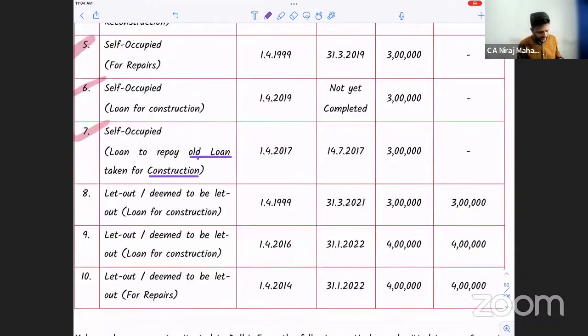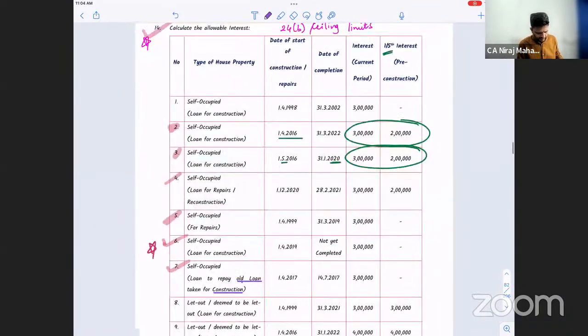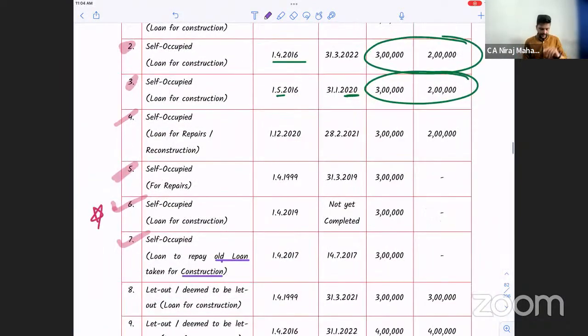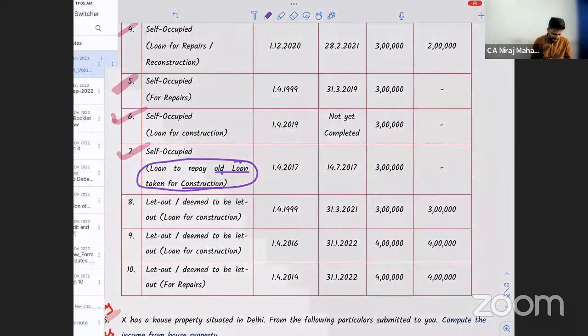Clear? Loan taken date 1/4/17. Construction completion date 14/7/17. Current interest 3 lakhs. It is within 5 years. All the conditions are satisfied. Ceiling limit is what then? 2 lakh rupees. But actual accrued amount is 3 lakhs. So whichever is less. Clear to all of you? So the only difference is about old loan and new loan. That's it. Okay, we'll go ahead, everybody.